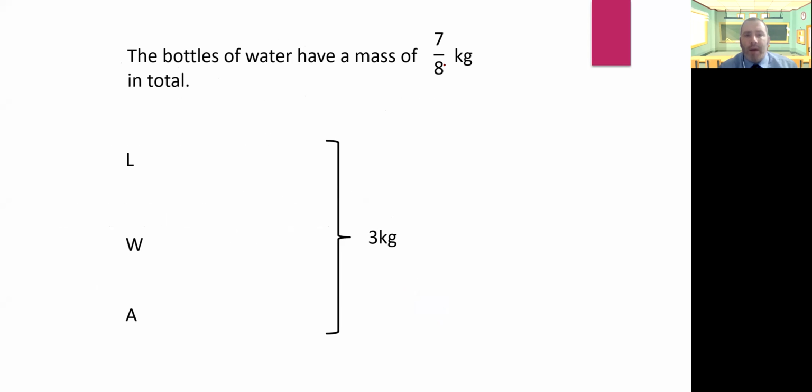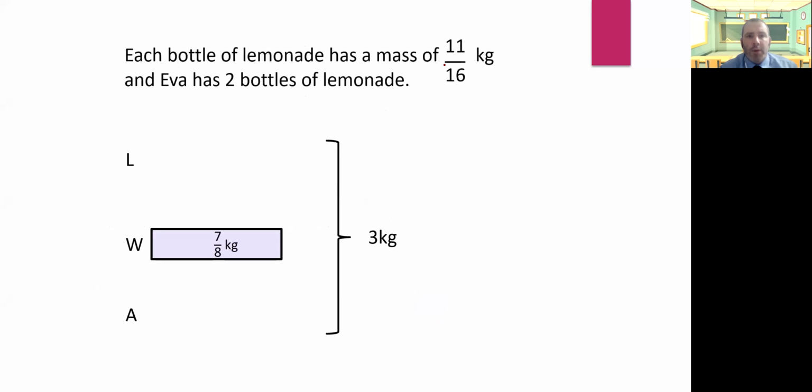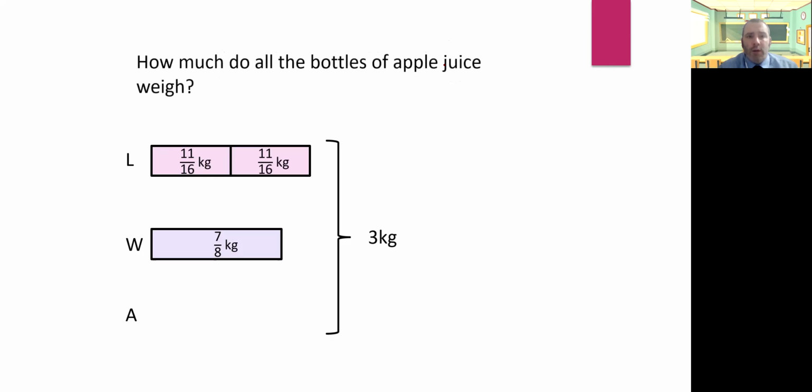Bottles of water have a mass of 7/8 of a kilogram in total. So I'm going to make a note of that here. Each bottle of lemonade has a mass of 11/16 of a kilogram. We have 2 bottles of lemonade. So I have 1 and 2 bottles of lemonade, both with the same mass. What I don't know is how much the apple juice weighs, so I have to work this out.